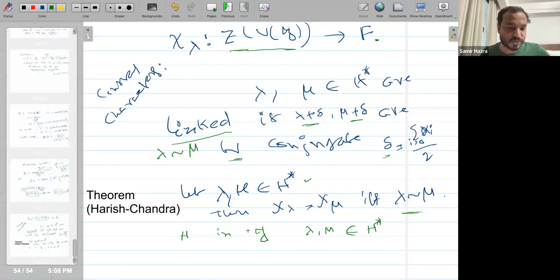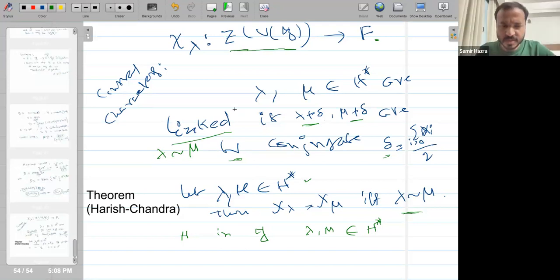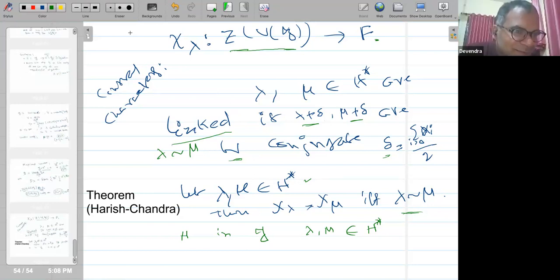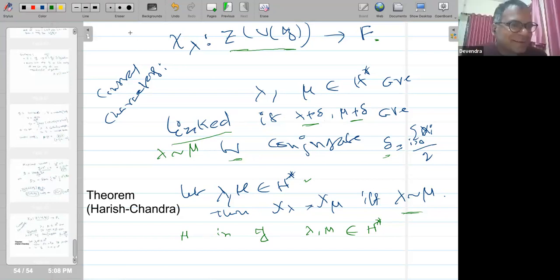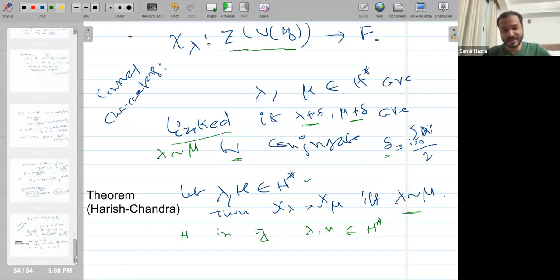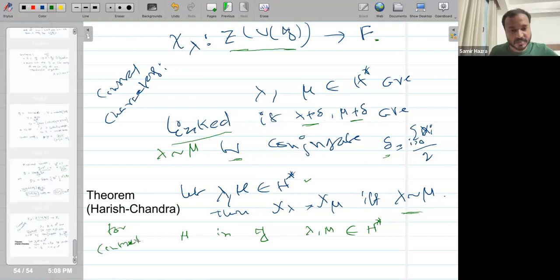So basically I want to stop now. It's already past 5. Is there any special name of this theorem? So the Harish-Chandra theorem is attributed to Harish-Chandra. There might be hundreds of theorems by Harish-Chandra. Okay, so this is the Harish-Chandra theorem for central characters, maybe. Sorry, I did not have too much time to explain all these central characters.